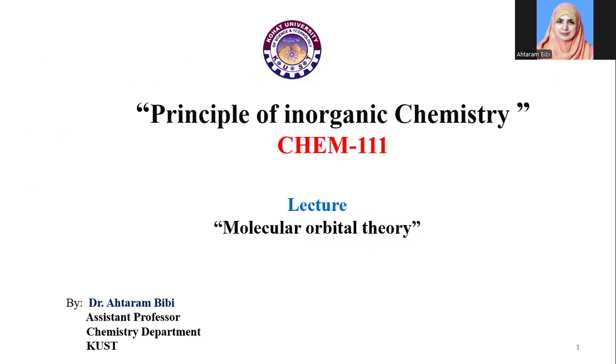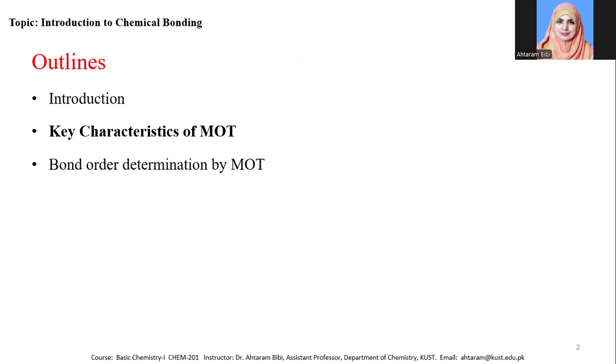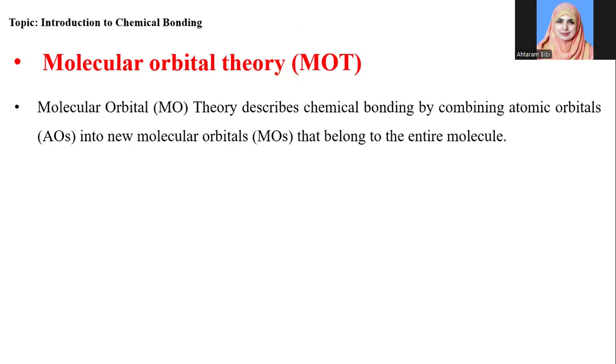Today we will discuss another theory of chemical bonding, that is molecular orbital theory. So in today's lecture, we will discuss what the molecular orbital theory is, discuss the key characteristic properties of molecular orbital theory, and how the molecular orbital theory explains the bond strength of a molecule by calculating the bond order of various molecules. So first of all, let's see what is molecular orbital theory.